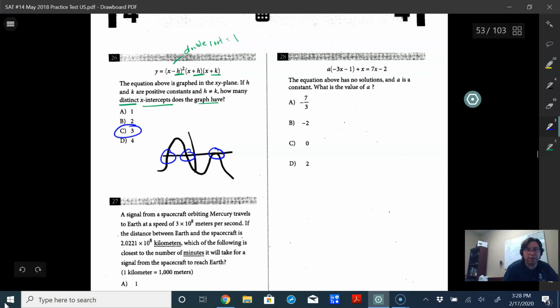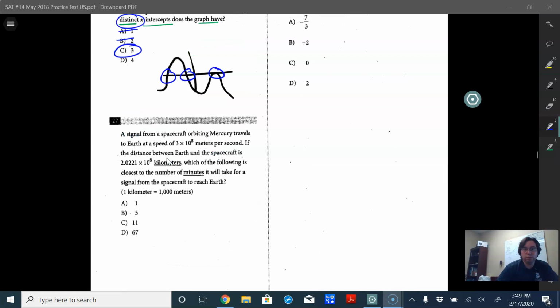Now, if we really want to know how many total roots, not distinct, but total roots, we would have 4 because of this double root. And so we can see that, be careful. We should hopefully be able to eliminate B and A quite easily. If you chose D, that means you did not pick up on that piece right there.